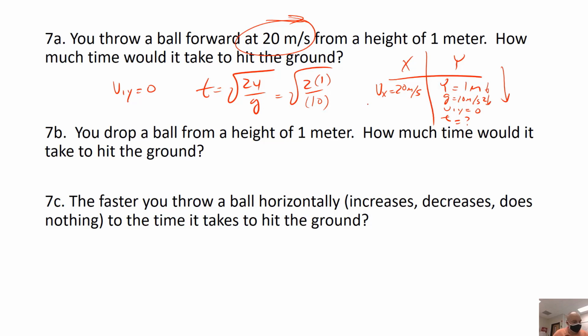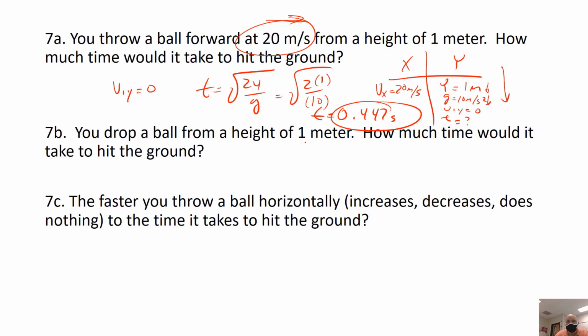So we can use positive values for that, and you get 2 times 1 divided by 10, and then you take the square root of the answer, and you get 2 times 1 divided by 10. And I get 0.447 seconds. So that's going to be the time it takes to fall from 1 meter height.